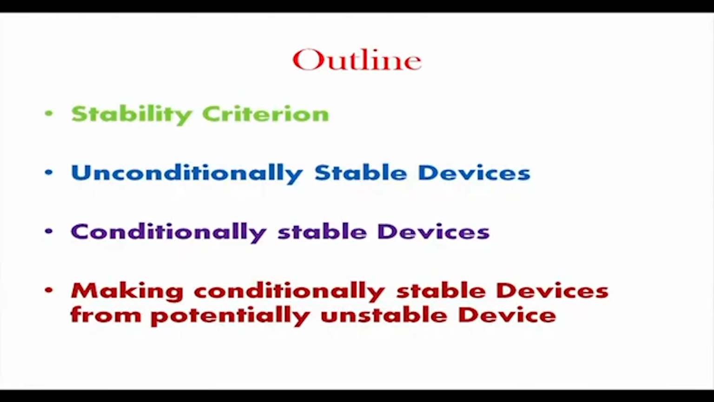Okay. So, let us see an example of this. In the rest of this lecture, we have already seen stability criteria and unconditionally stable devices. Then we will see an example of how, if we have a potentially unstable device, we can make a conditionally stable amplifier design from that.